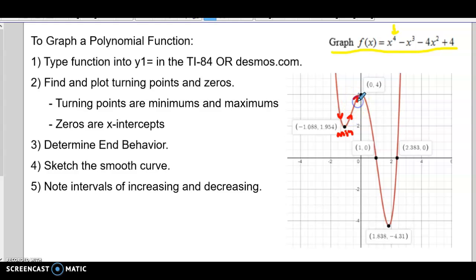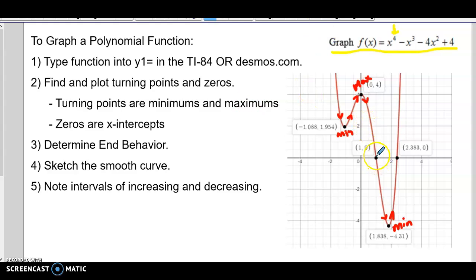I have another turning point here at 0, 4. This one's a max, or a maximum, because it's going up and then it changes to going down. And then here I have yet another turning point, another minimum, because it's going down and it changes to going back up. So this is a polynomial that has 2 minimums, 2 low points, 2 points where it changes from decreasing to increasing, and then it has 1 maximum where it changes from increasing to decreasing. So those are my turning points.